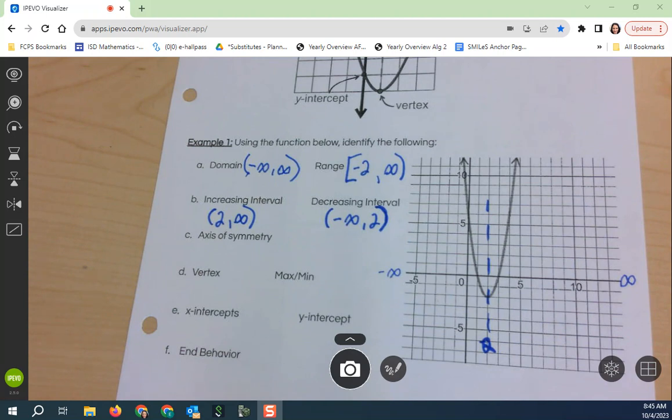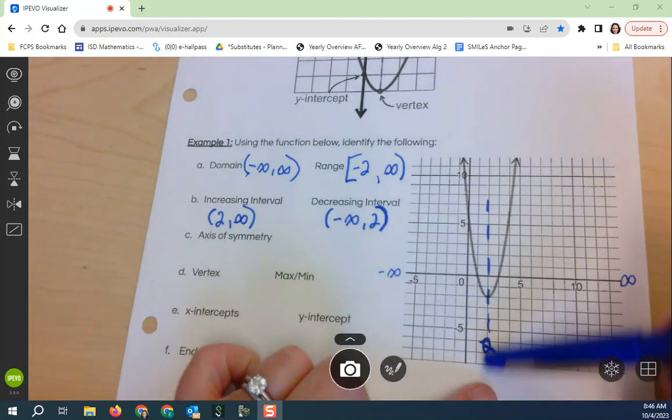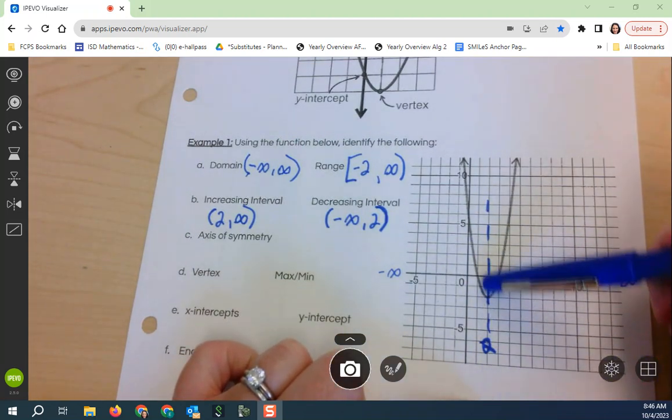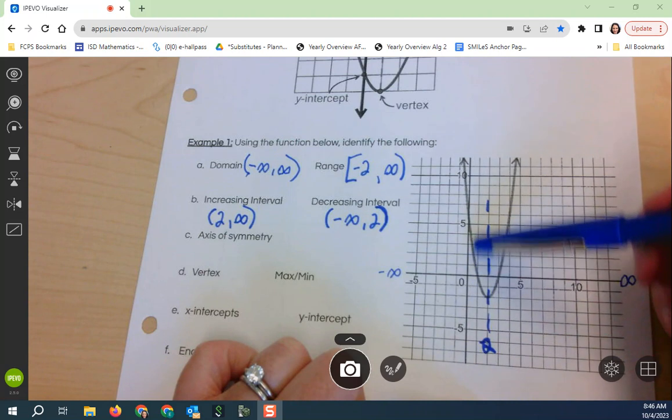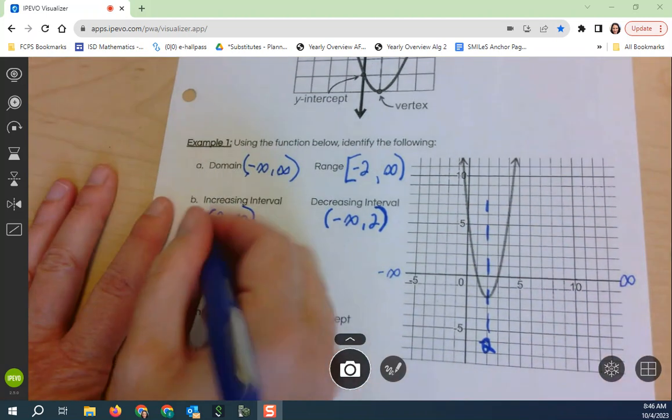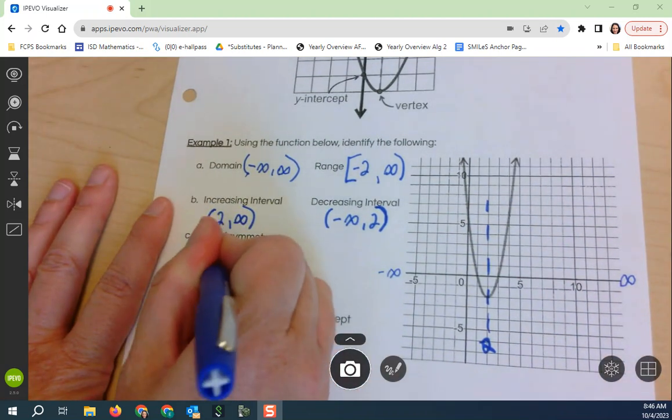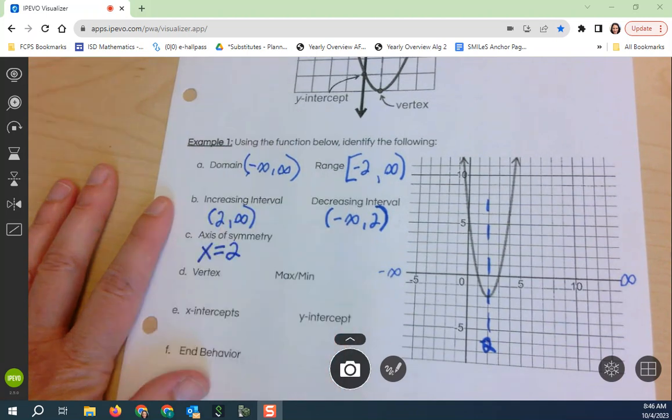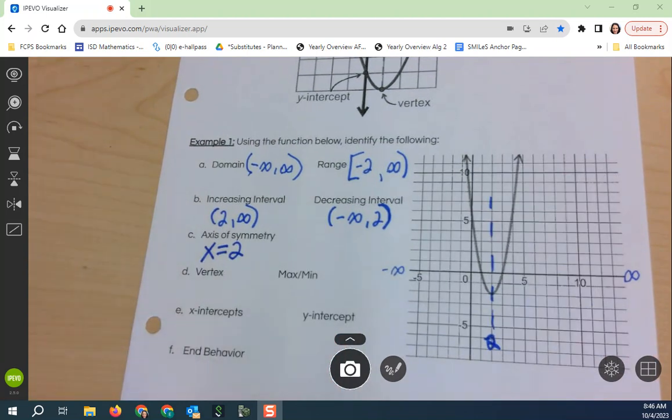Axis of symmetry is the equation of a line. And a vertical line is always x equals a number because all of the x's are the same number on this line. All of the x's are what number? 2. So axis of symmetry is x equals 2. You cannot just write 2. It's the equation of a line. You have to write x equals 2.